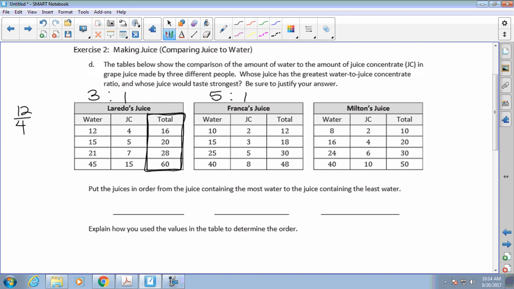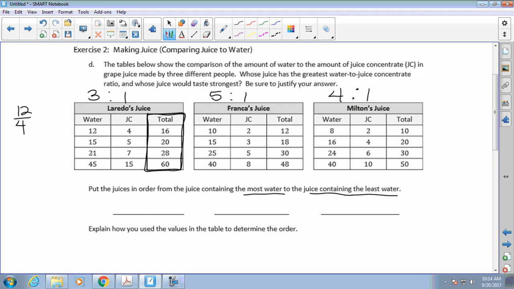4 to 1. Very good. 4 to 1. Okay? So 4 to 1. He is doing a little bit of a different recipe as well. So put the juices in order from the juice containing the most water to the juice containing the least water.